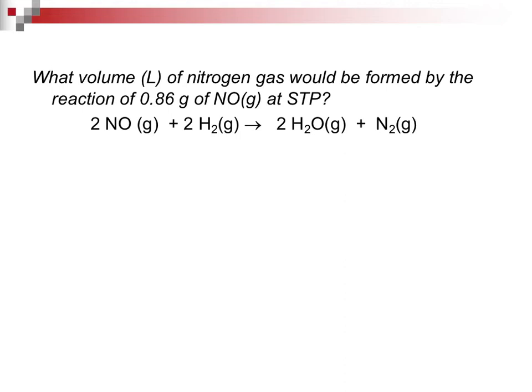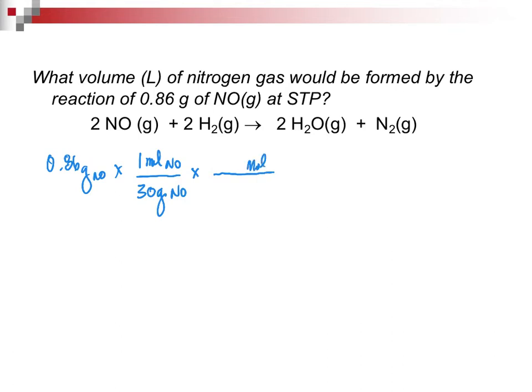This one also has something you might not expect. That's why we're doing it in class. 0.86 grams of NO. Normally, I'm hoping you're saying, oh, I simply better turn them into moles of NO. And that's 30 grams of NO for every mole of NO. Now we're going to use the stoichiometric ratio.